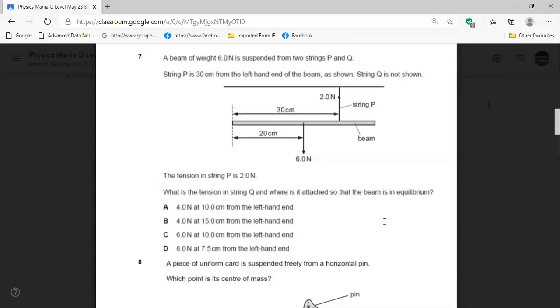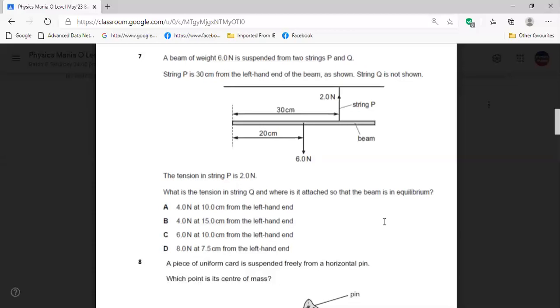Now the second condition is the moment should be balanced. That means clockwise and anti-clockwise moments are equal, right? The 6 Newton is the weight and it is a uniform object, so it is working downwards. So for it, this is the pivot, right?